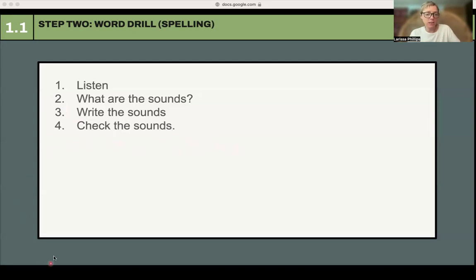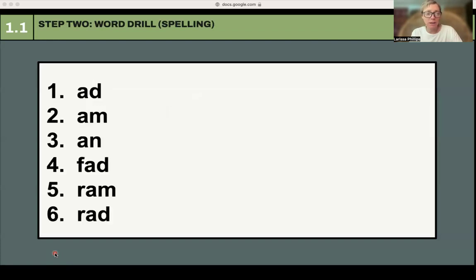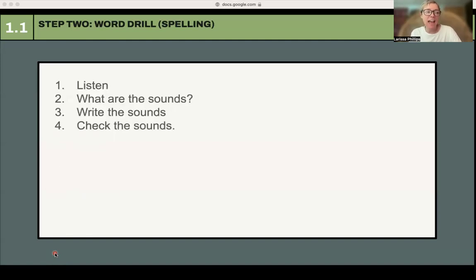So let's go to the next. I'm going to give you some words to spell, and you can stop the video, and tap out the sounds, and then write them, and then check them. Okay. The first word is add. This is a 2 sound word. Add. Do you hear the sounds? Okay, the next word is am. Can you hear the sounds? The next word is an.